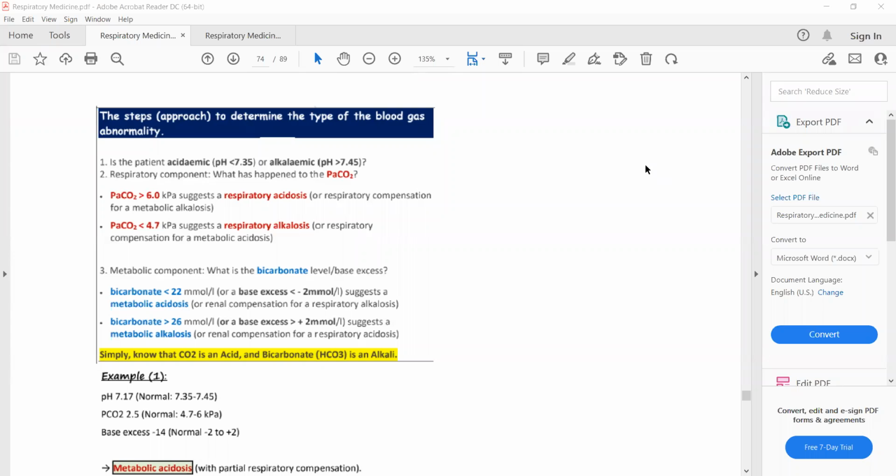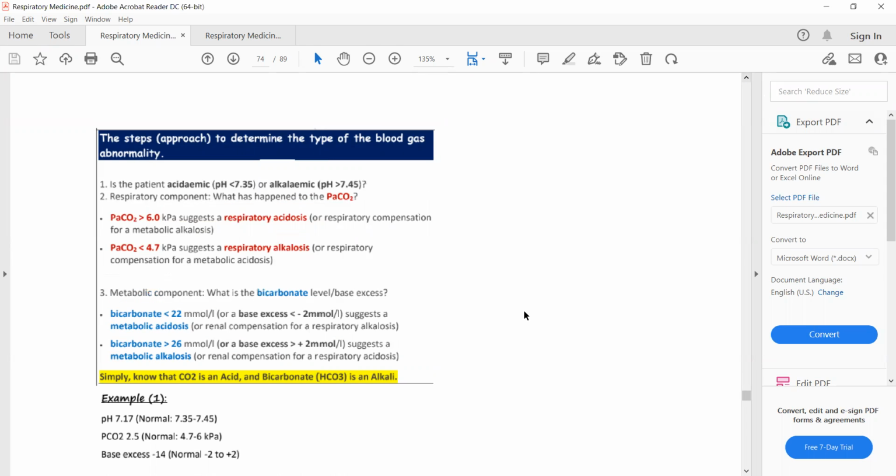That compensation will always be opposite. So now let's do some examples. So we have an example.